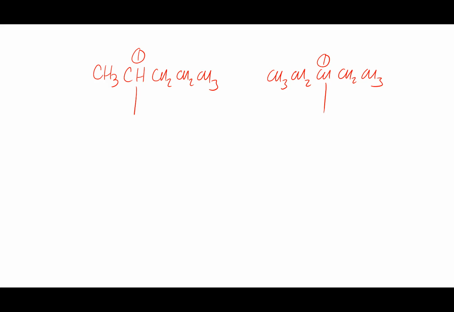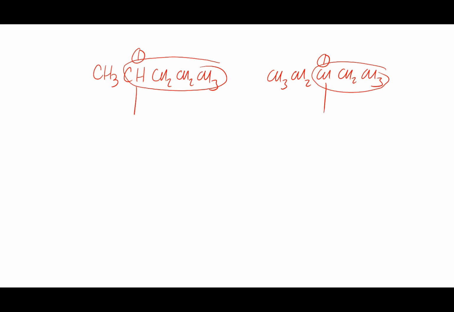Then I'm going to start at that number 1 position and follow it to give me the longest chain that I can get. So for this carbon, I've got a 4-carbon chain, and over here, on the right-hand structure, it doesn't matter whether I go to the right or the left, I still end up with a 3-carbon chain.